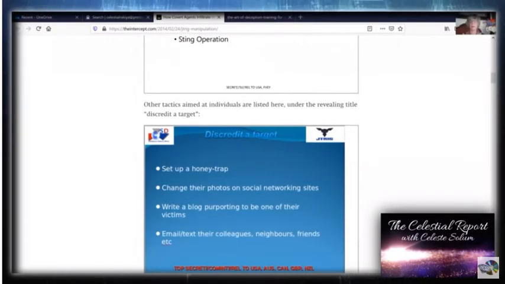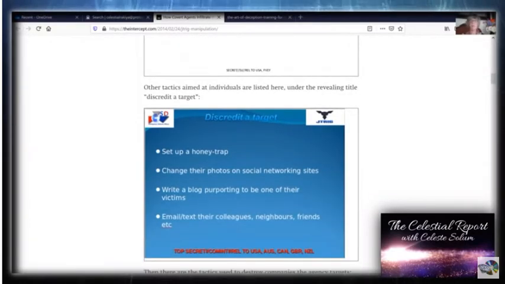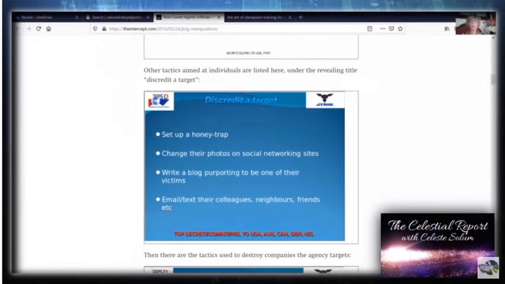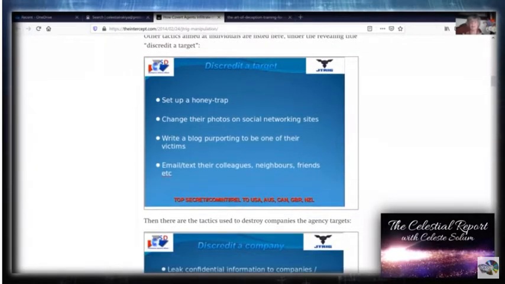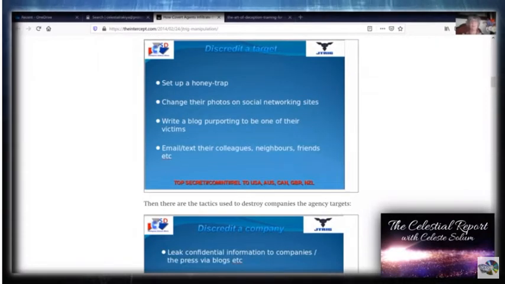And how do you do that? You set up honey traps. You can change their photos on social networking sites, as Dr. Evil indicated. You can write a blog purporting to be one of their victims, and you can email or text their colleagues, neighbors, and friends. And once again, this was a top secret document.